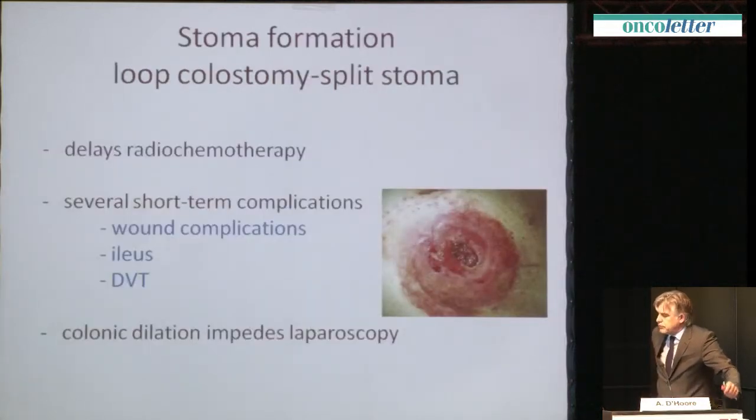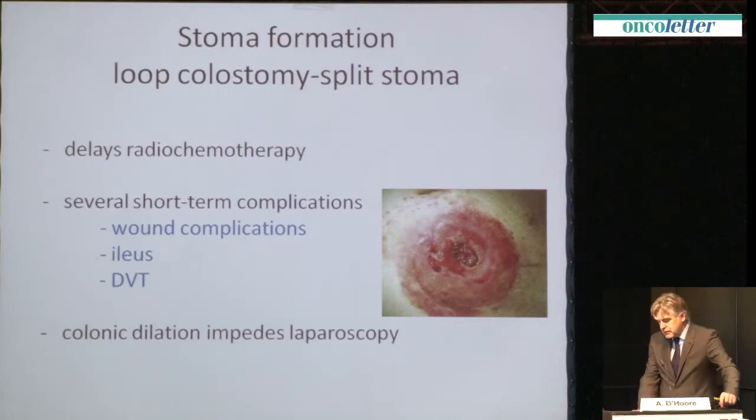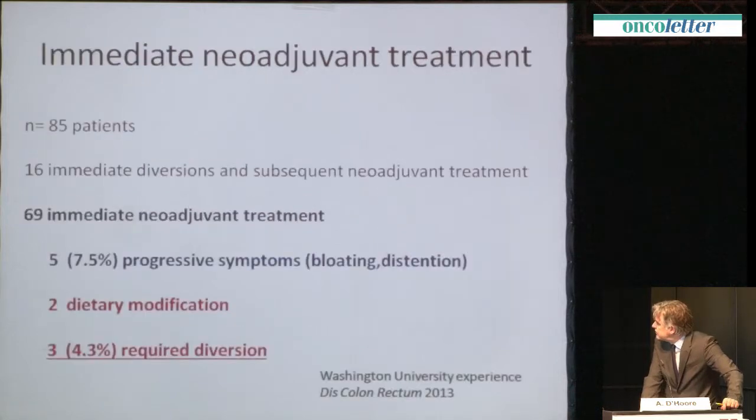One of the issues is, of course, that in a distended colon, it's not always a minor undertaking to make a colostomy. It can delay radiochemotherapy, it can have several short-term complications that again will delay your further treatment. And in some patients you need to do a full laparotomy to give the patient a decent stoma. So it's logical to propose a colostomy in those patients. On the other hand, it's not always without risk.